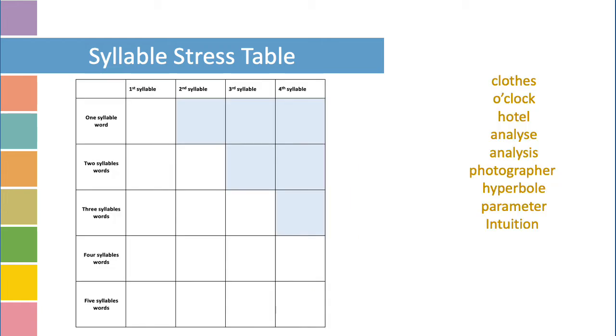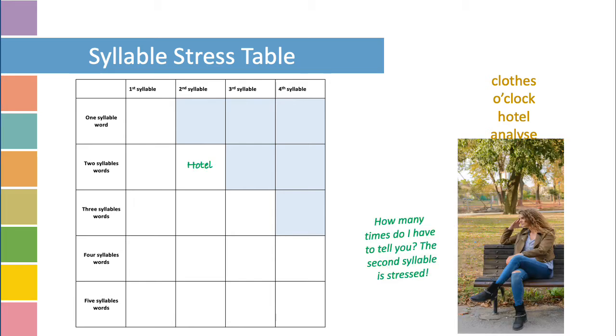Here are some common word stress problems. Students are often surprised to find that they've been mispronouncing a word for years. Let's take a look at some of these now and see how the SST helps. The word hotel is stressed on the second syllable. Many people stress it on the first, and some people get very frustrated by this, as you can see.